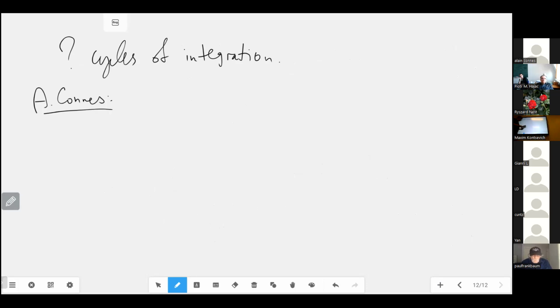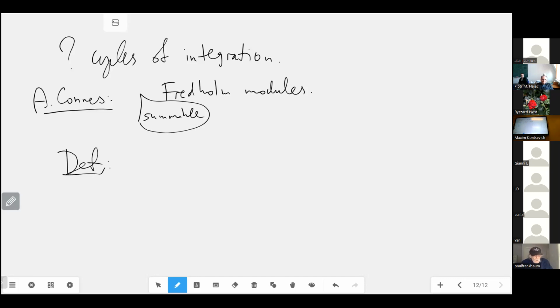Alain proposed the definition of the cycle. It's called Fredholm modules, and kind of summable modules. What is a Fredholm module? Most of my talk is really a review of classical stuff. What is an odd Fredholm module? There are odd and even Fredholm modules because cycles could be odd or even dimensional. And the definition is the following.